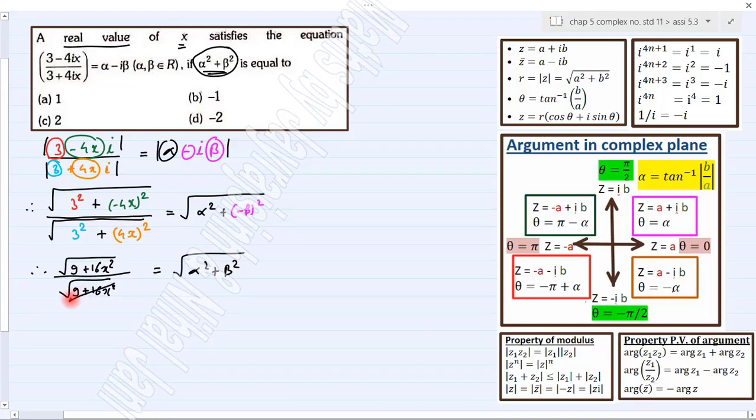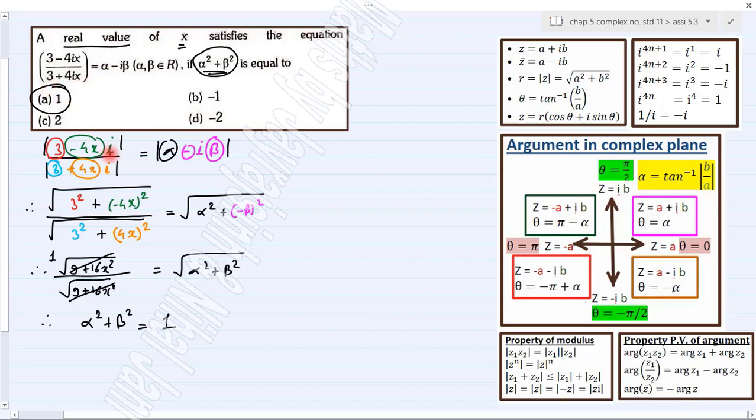So under root of 9 plus 16x square will cancel out and we will get 1. So square both sides and you will get alpha square plus beta square is equal to 1, which is given in option A. Ta-da!